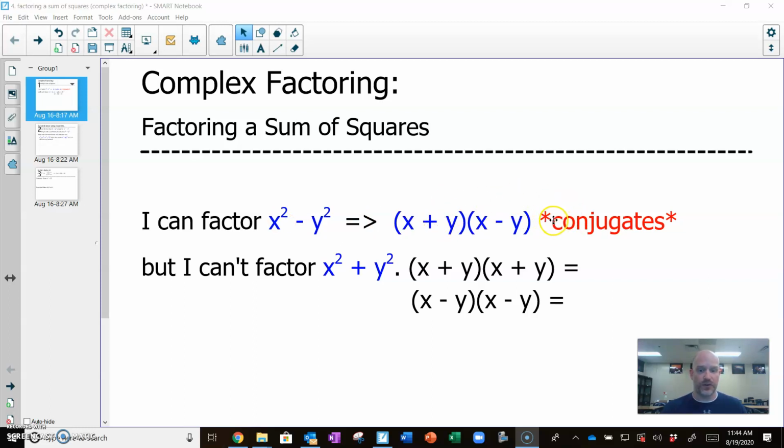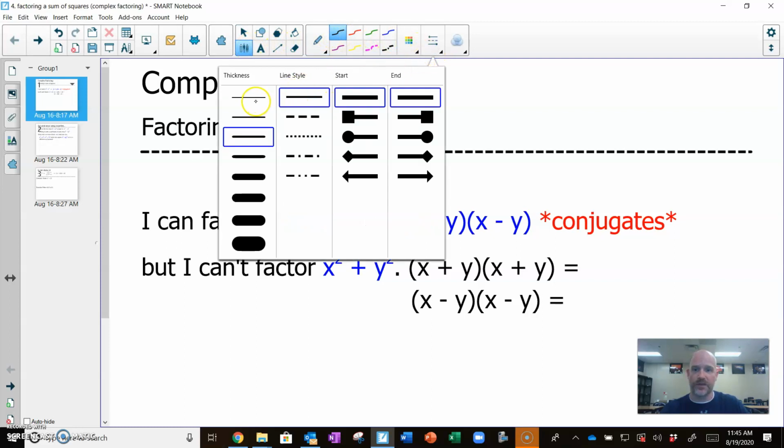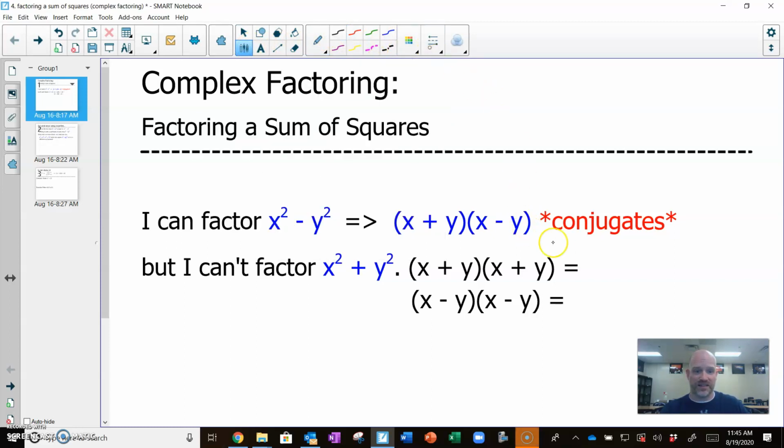That's what conjugates do. But we haven't been able to factor a sum of squares, because x squared plus y squared, well, we'd either have to do x plus y times x plus y, which is definitely not going to give us x squared plus y squared, or we'd have to factor x minus y times x minus y, because that's the only way that we could get any of that sort of stuff to work, okay? And the hard part is, it doesn't.